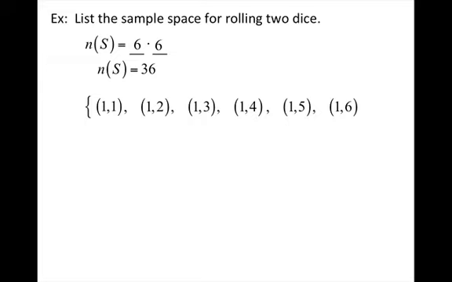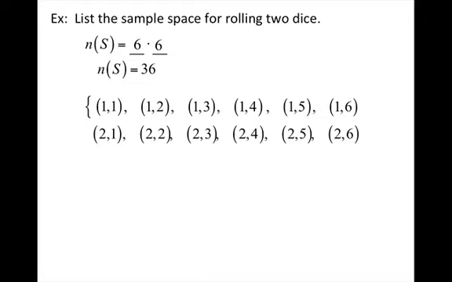Now let's keep this organized. Let's let the first die be a 2. So I could roll a 2 on the first die, a 1 on the second one. So that's the ordered pair 2, 1. And then I could roll a 2 on each die. So that's the ordered pair 2, 2. And then keep the first die as a 2 and then roll 3 through 6 on your second die. So you have the ordered pairs 2, 3, 2, 4, 2, 5, and 2, 6.